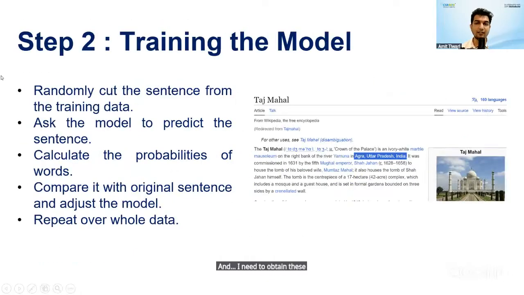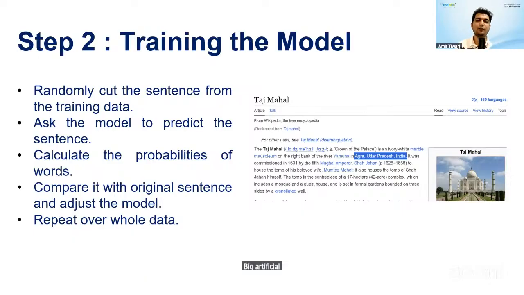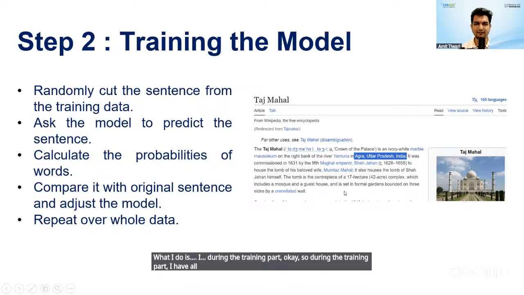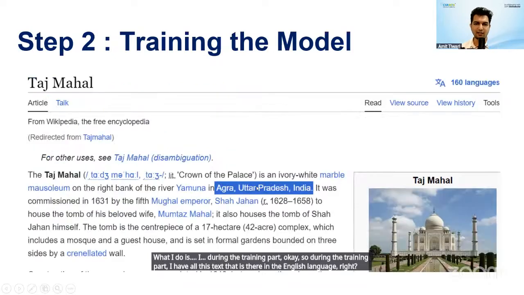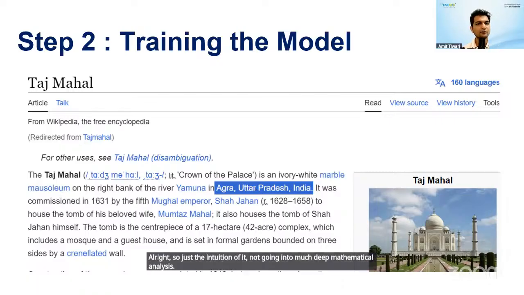So how can I obtain these values, right? Is the question. How can I train this big artificial neural network to predict the next word in the sequence? What I do is, during the training part, I have all this text that is there in the English language. I have a text about Taj Mahal. So just the intuition of it, not going into much deep mathematical analysis, but just the intuition of it.